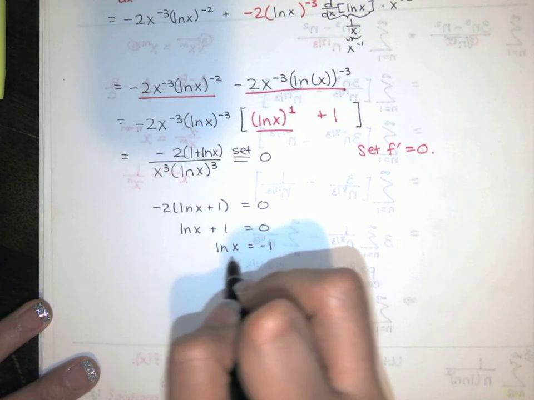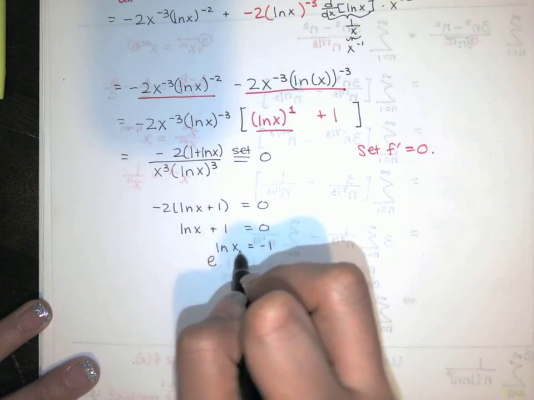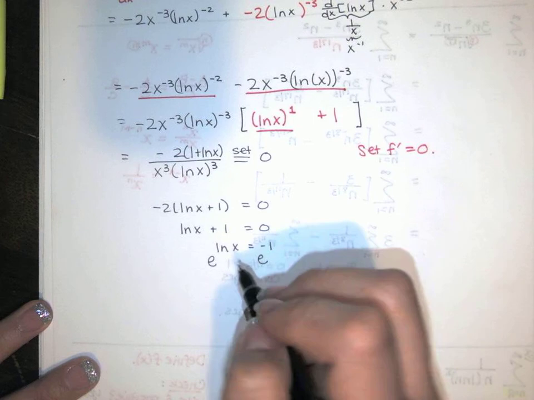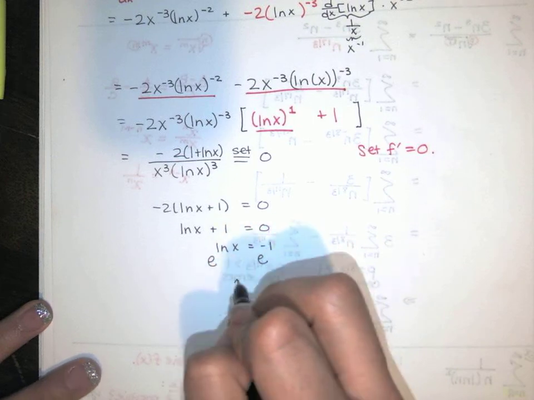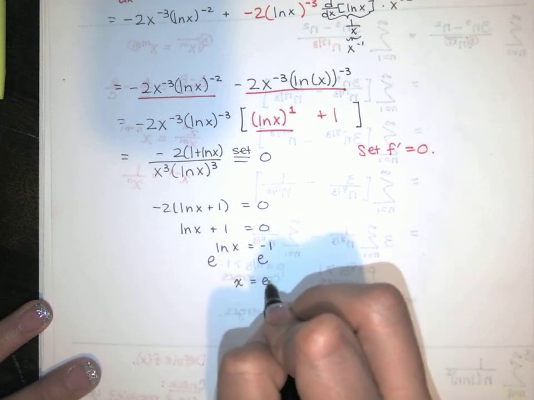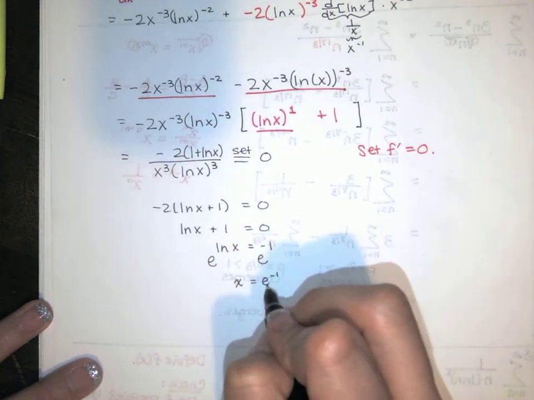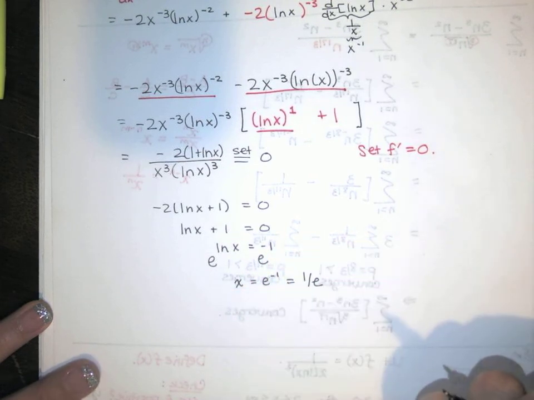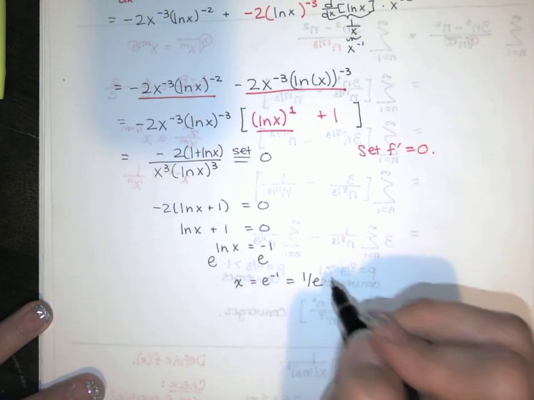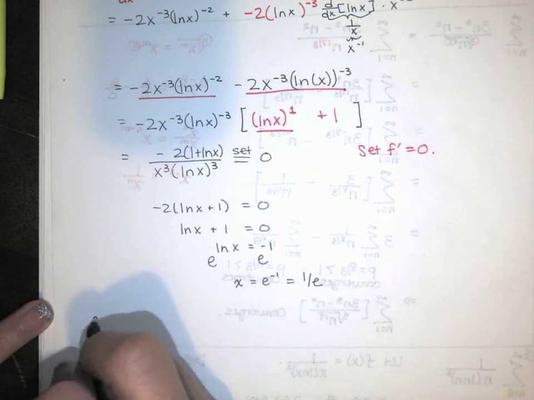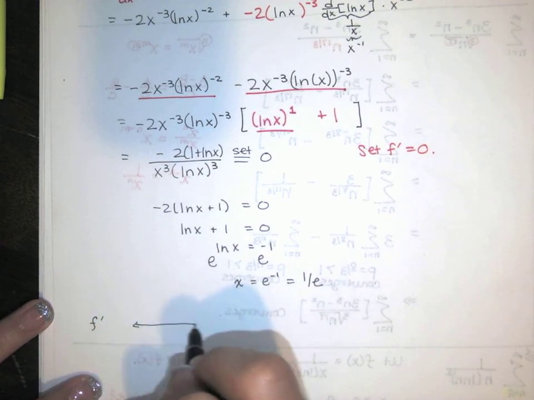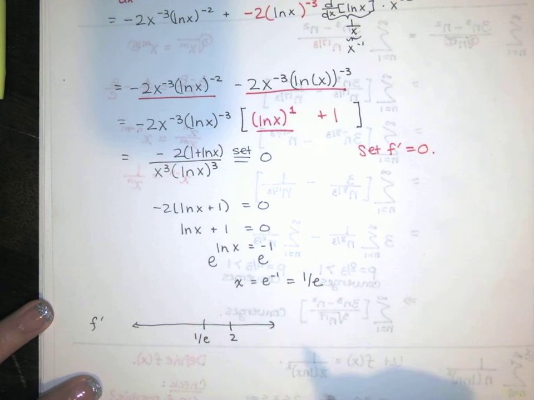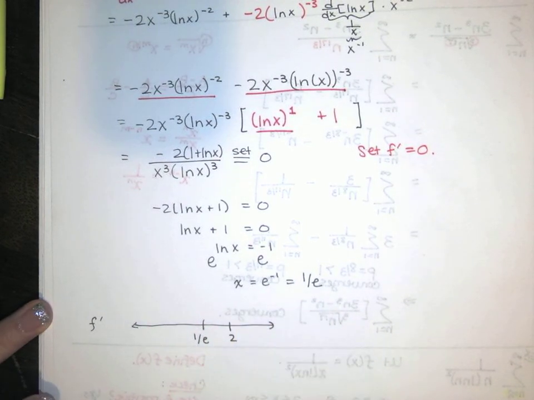To get rid of the natural log, say e to this power equals e to that power. Logs and e's with the same base undo each other. So x is e to the negative 1, or 1 over e. And actually we're on the interval from 2 to infinity, so that's less than 2. So f prime is equal to 0 at 1 over e. But we're really just interested in what happens after x equals 2.